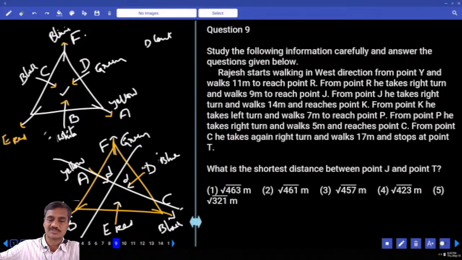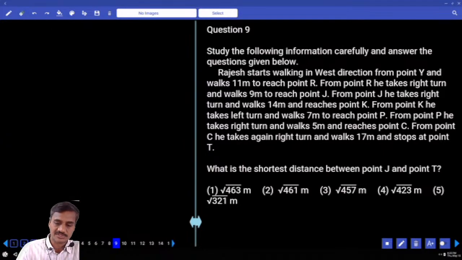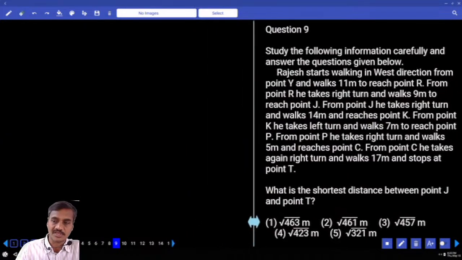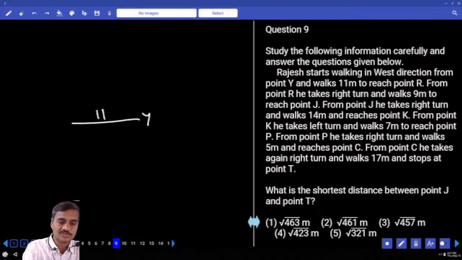Now in question numbers 9 to 11, Rajesh starts walking west direction from point Y. It is based on directions, and there are 3 questions. Rajesh started walking in west direction from point Y and walks 11 meters to reach point R. From there, he takes a right turn and walks 9 meters to reach point J.